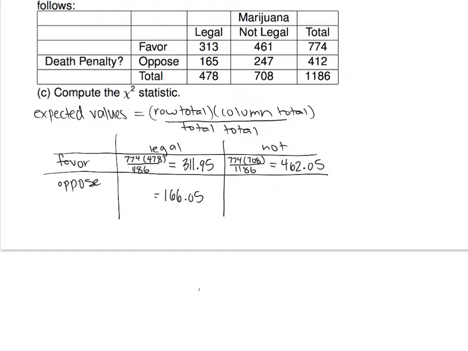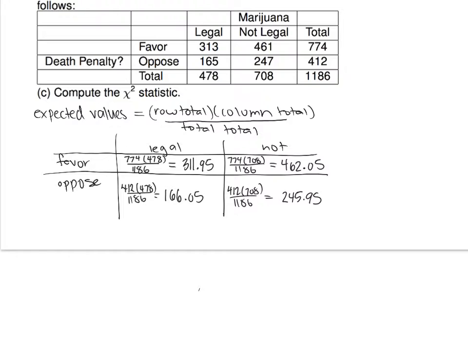Row total is now 412 times 478 over 1186, yep. And then 412, 708, 1186. This is 245.95.